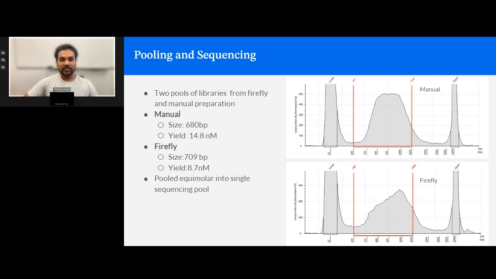After the libraries were made, all automated samples were pooled together and all the manual samples were pooled together by equal volume. These two pools were then further pooled together equimolar into a single sequencing pool, which was then sequenced. The traces of those libraries are shown in this slide. The manual pool was 30 base pairs shorter than the automated library pool, which was 30 base pairs longer than the manual.